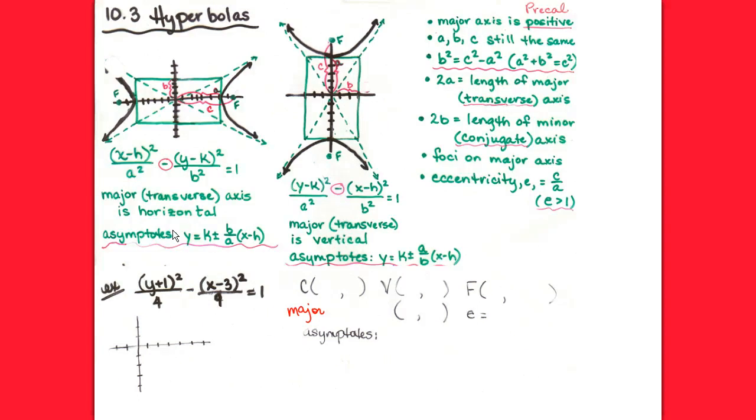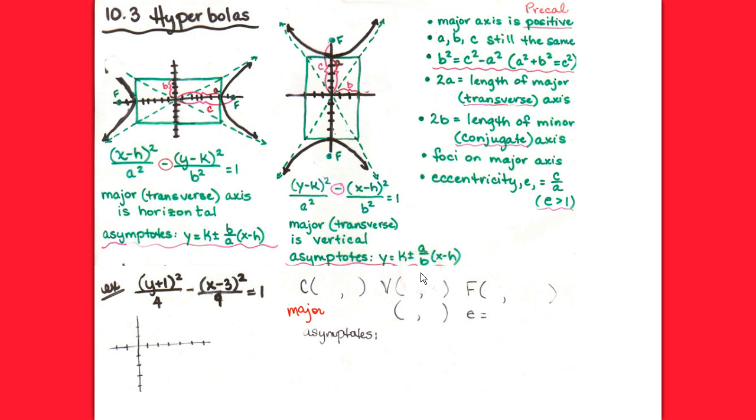So to get those asymptotes, the equation, if the major axis is horizontal, will be y is equal to k plus or minus b over a times x minus h. If the major axis is vertical, the only thing that changes is instead of it being b over a, it's going to be a over b. But everything else will stay the same.